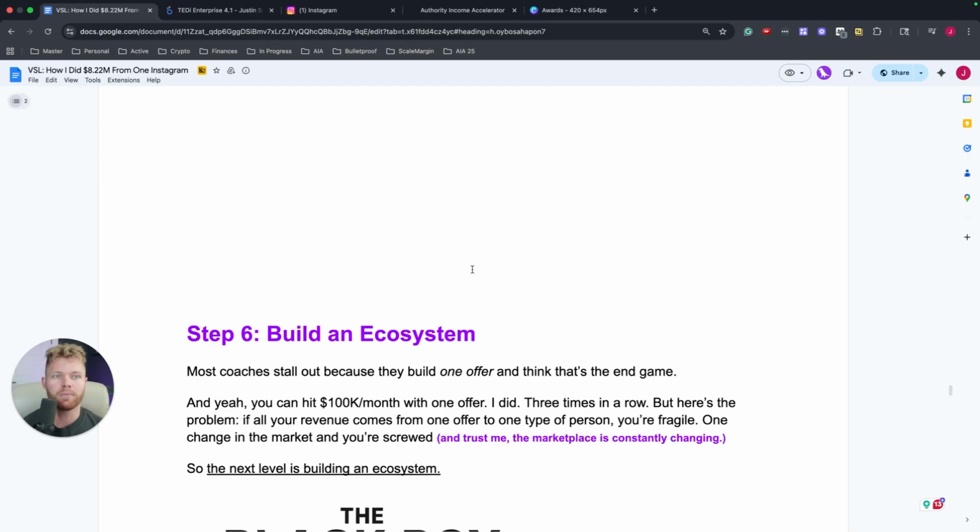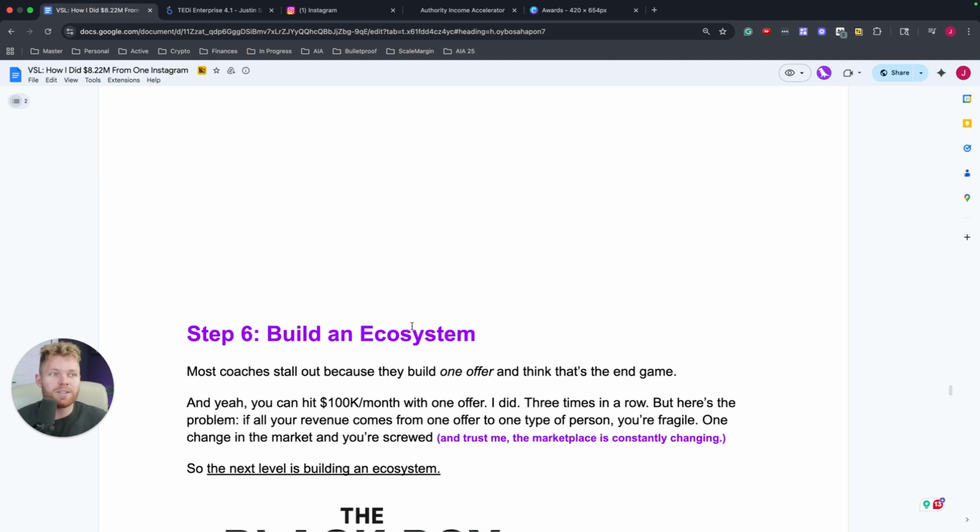But here's the problem. If all of your revenue comes from one offer to one type of person, you are fragile. Kind of like what we were talking about before. Like the coach that does 100K a month and they are keeping 80-90% of the margin themselves, you're fragile. You're going to burn out. You're going to have a bad month. There's no such thing as business continuing going up and up and up. You have to build your business to be healthy. One change in the marketplace, you're screwed.